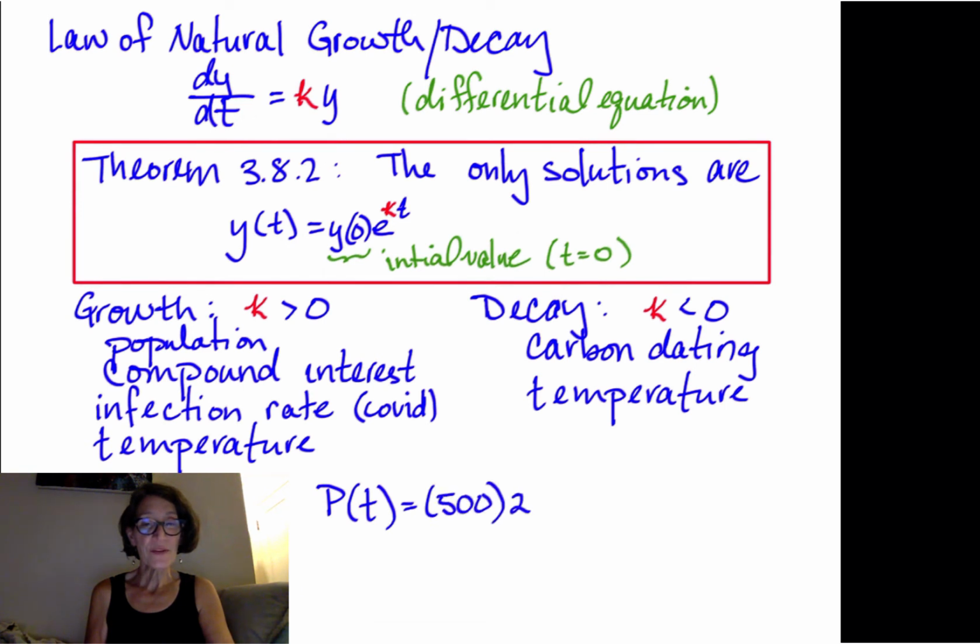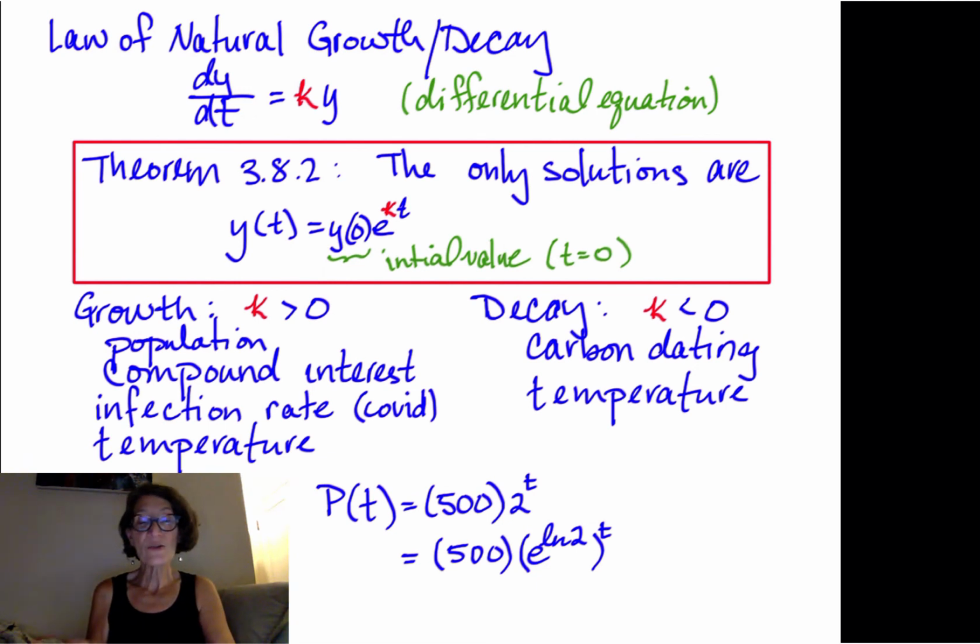And so our function, p of t equals 500 times 2 to the t, doesn't quite look like y of 0 times e to the kt, right? Our base is 2. And I just told you that these functions all have the form y of 0 times e to the kt. So where's the e, right? So we can rewrite our function p of t. Remember, the number 2 can be written as e to the natural log of 2. So 2 to the t is really e to the natural log of 2 raised to the t.